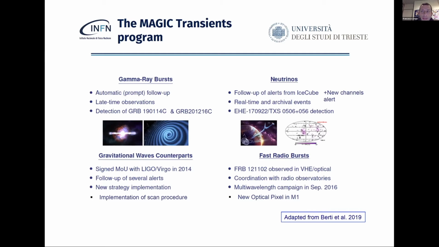We had a coordinated campaign with radio telescopes, and we observed simultaneously both in very high energy using the Cherenkov technique and also in optical. In optical, why? Because in the central part of the huge camera of the telescope there is an optical pixel that can get the optical signal, not only the Cherenkov one. So we installed a new optical pixel in MAGIC 1, while this one was done with MAGIC 2. John can comment later on if needed.